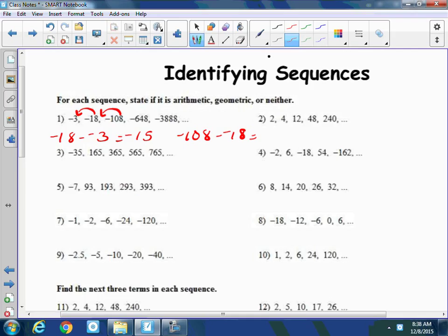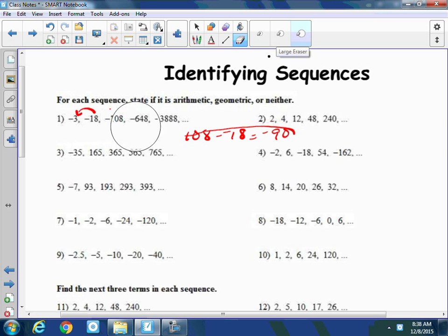So then if it's not arithmetic, what's the number? Negative 90. It's definitely not arithmetic, right? Because you have different differences. If that makes any sense. Not factors. Differences. Then you gotta make sure that it's not geometric to figure out if it's neither. Okay? So it's not arithmetic. So how do we figure out if it's geometric? What do you gotta do?